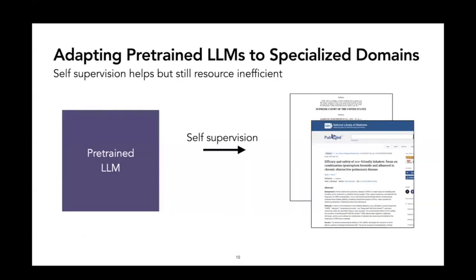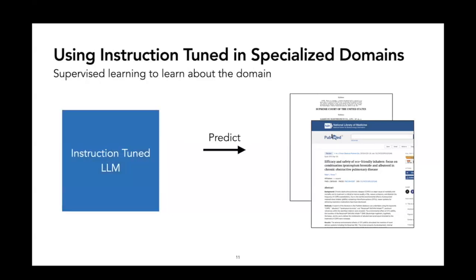Instead, you could start from a pre-trained language model and continue adapting it with self-supervision. This again shares the same drawbacks as training the model from scratch. Instead, you can do instruction tuning, or supervised learning with instructions. This is what many off-the-shelf models do. Now, I'll briefly explain what instruction tuning is, and then show how people have adapted it to specialized domains.